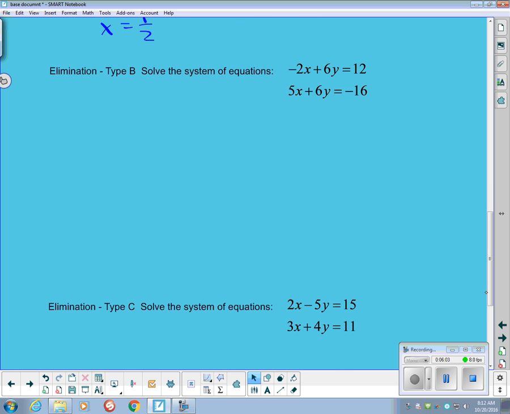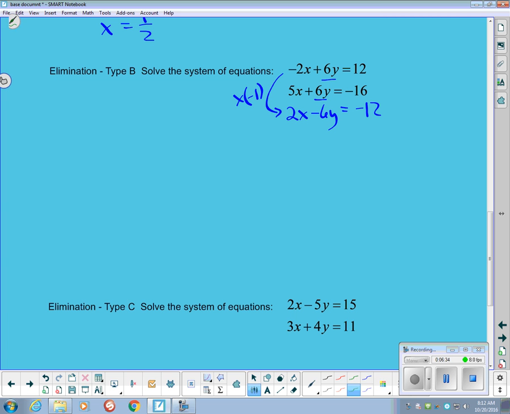We're going to look at a second type here where I have a 6y and a 6y, but they're not opposites. So my options here are either to subtract, though I find that to be a little bit dangerous sometimes. So what I'm going to do is multiply this top equation by negative 1, everything in there by negative 1. That's going to create a positive 2x, a minus 6y equals negative 12.